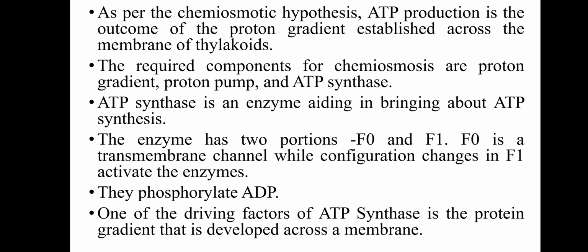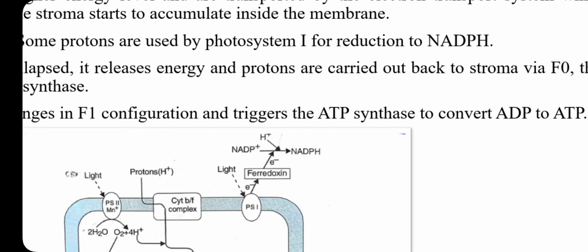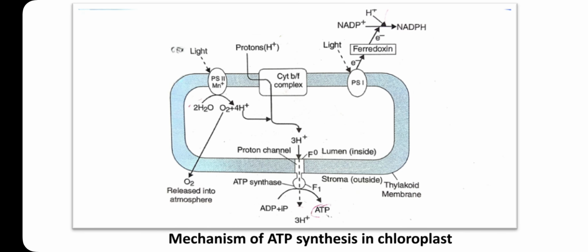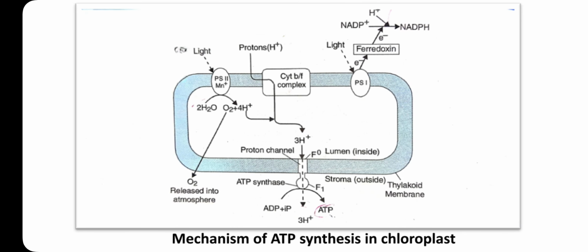One of the driving forces of ATP synthesis is the proton gradient that is developed across the membrane. So here, when the light reaction or the non-cyclic photophosphorylation occurs, during that process a proton gradient is formed. That is the main factor which helps in the production of ATP.